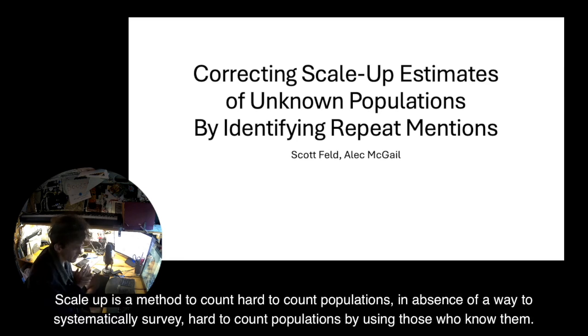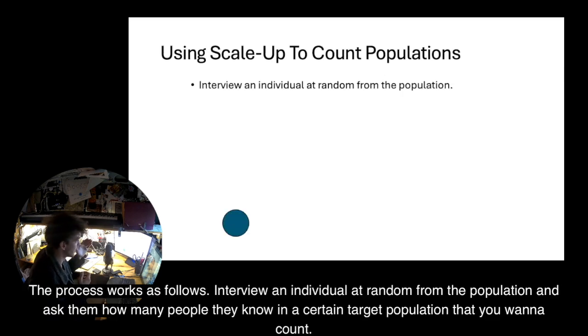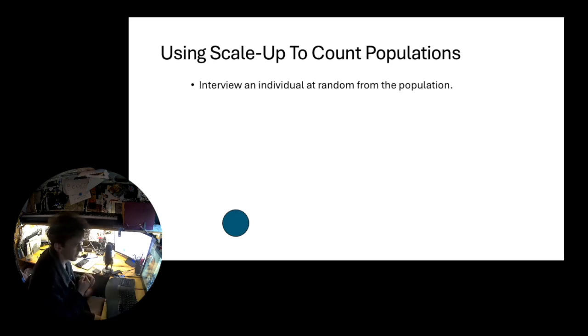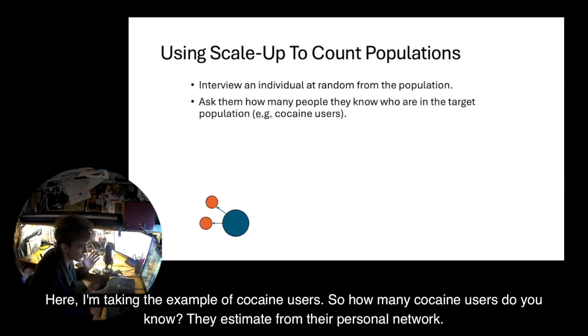So scale-up is a method to count hard-to-count populations in the absence of a way to systematically survey them, by using those who know them, essentially. The process works basically so. You interview an individual at random from the population and ask them how many people they know in a certain target population that you want to count. Here, I'm taking the example of cocaine users. So how many cocaine users do you know? They estimate from their personal network.